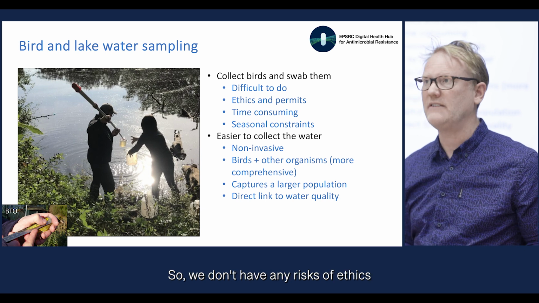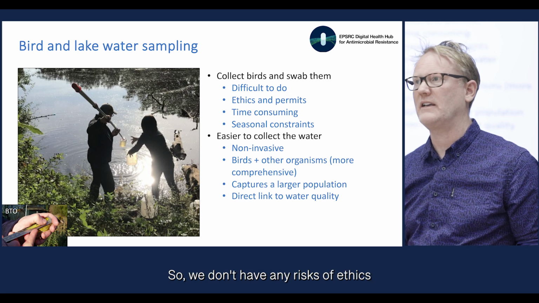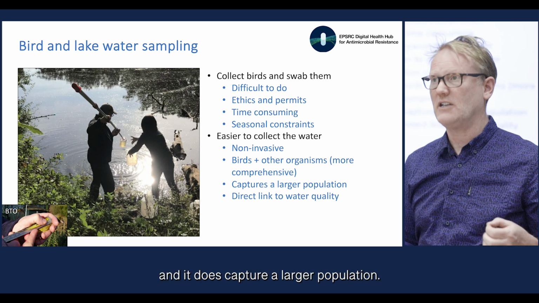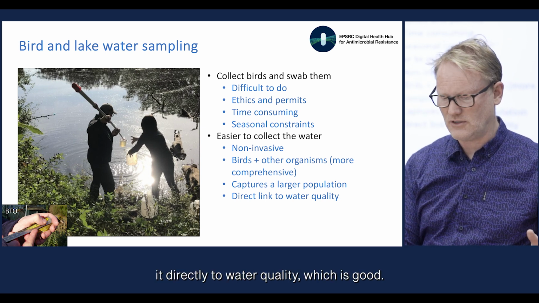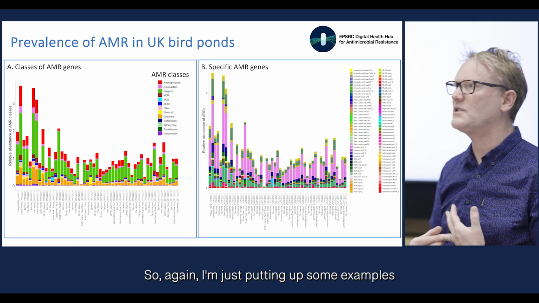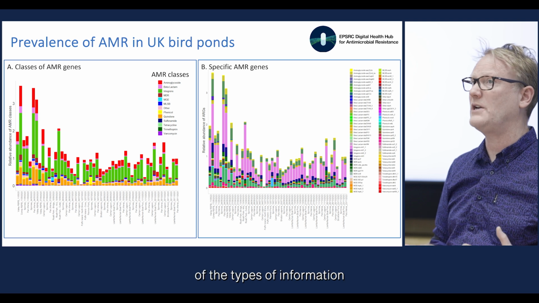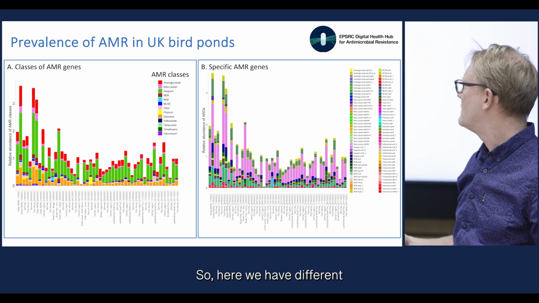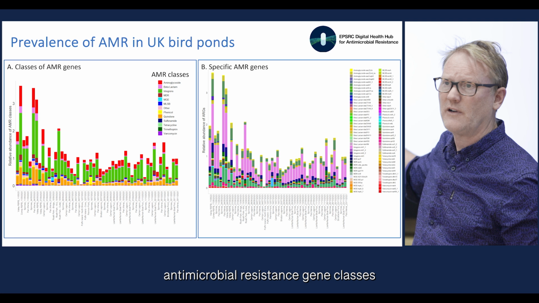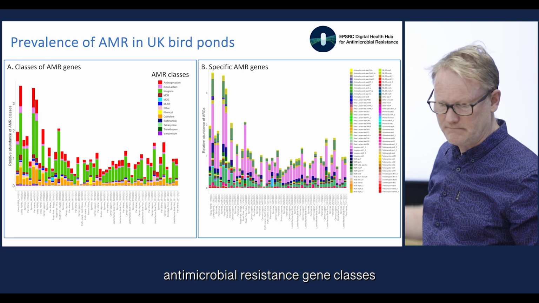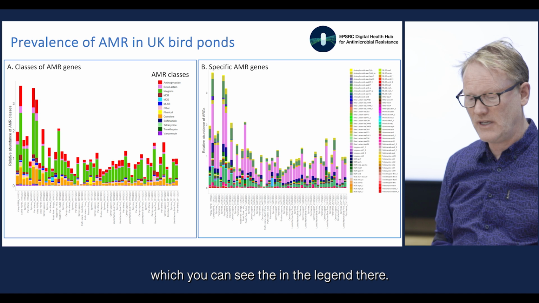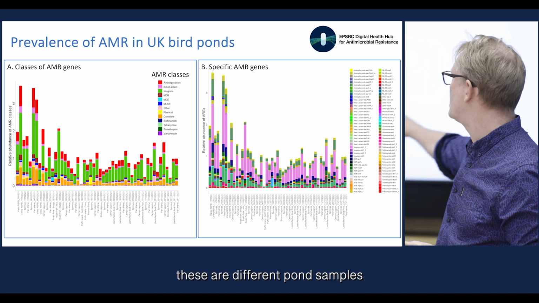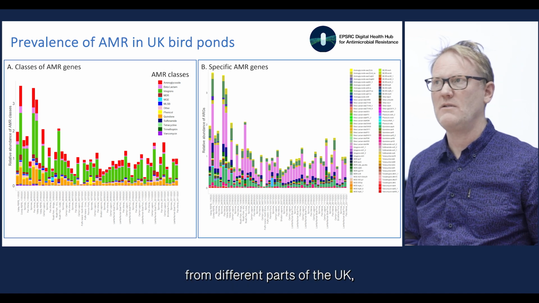Generally, it's non-invasive, so we don't have any risks of ethics or other things, and it does capture a larger population, and you can link it directly to water quality, which is good. So again, I'm just putting up some examples of the types of information that you get through taking this approach. So here we have different antimicrobial resistance gene classes to the different antibiotics, which you can see in the legend there, and you can see these are different pond samples from different parts of the UK.